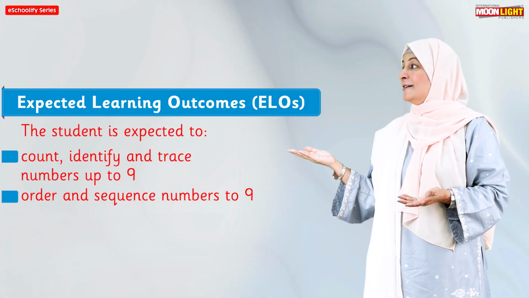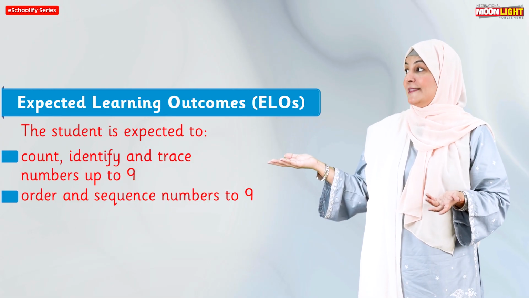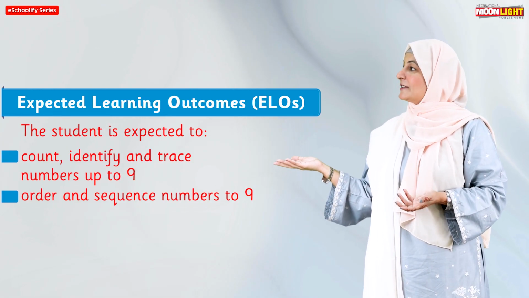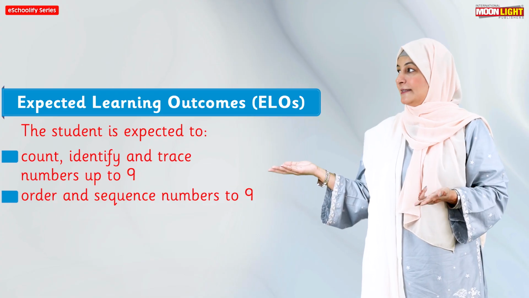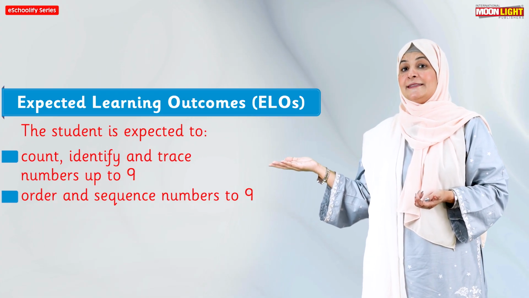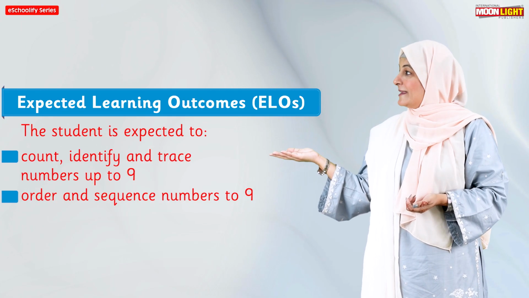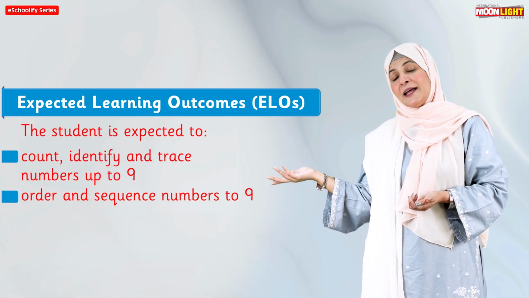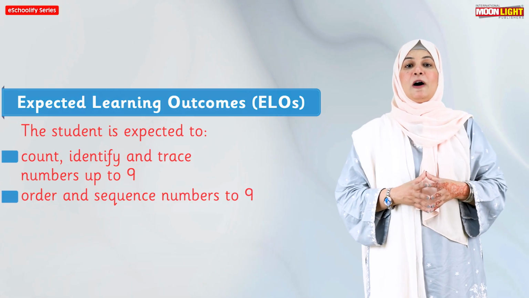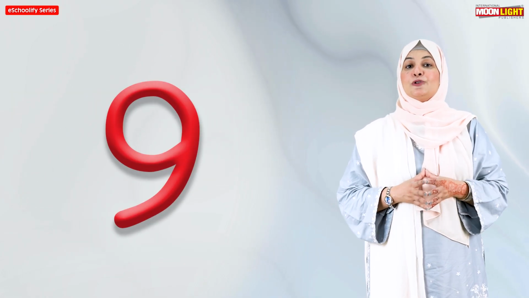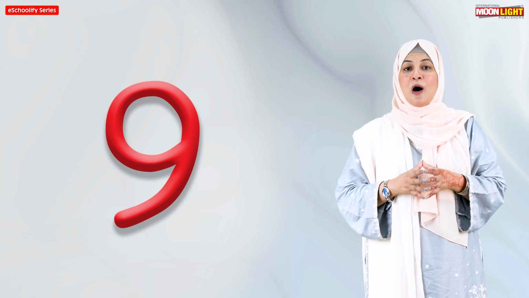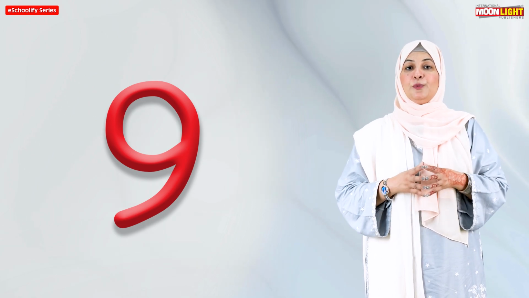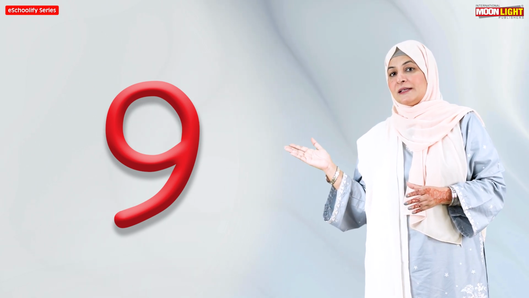So, what are the learning outcomes of number 9? The student is expected to count, identify, and trace numbers up to 9. Order and sequence numbers to 9. First of all, we will develop the sense of counting objects, how to count. After that, we will teach how to trace it. Now, it's very easy for the children to recognize the number.